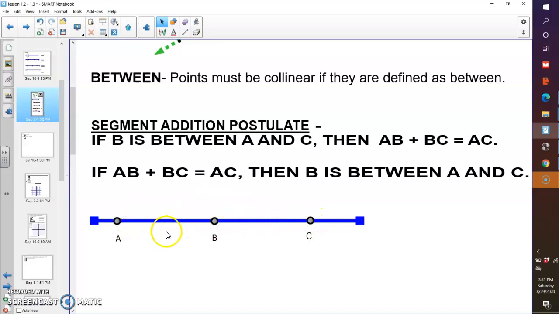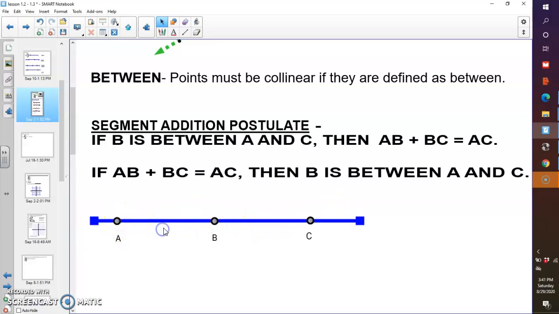So like, let's put some numbers in. Let's say AB was 4 and BC was 5. AC would have to be 9 because 4 plus 5 is 9. Okay? And that's what makes it a postulate, is we assume it to be true. No one's ever shown a situation where you can put a point between two letters, and if you added up the two segments, it wouldn't equal the whole segment.